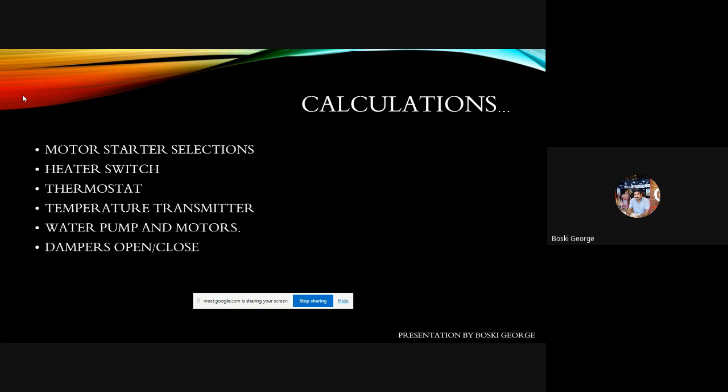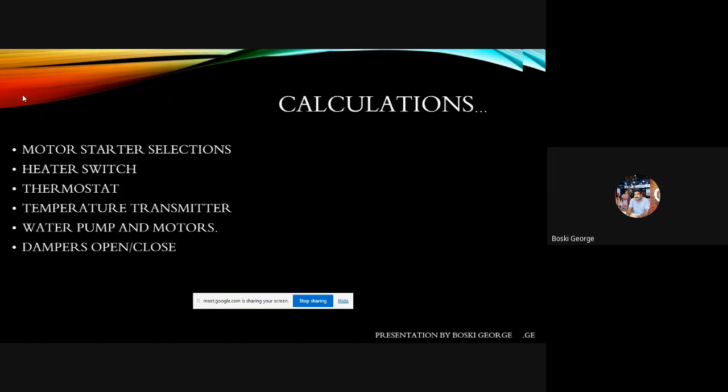It is received by the panel, by the PLC, and it will calculate how much the airflow should be there. So all these can be done with the help of the thermostat and temperature transmitters, and water pump and motors for the chiller, and damper open-close motors will be there. So all these calculations are there for HVAC panels.